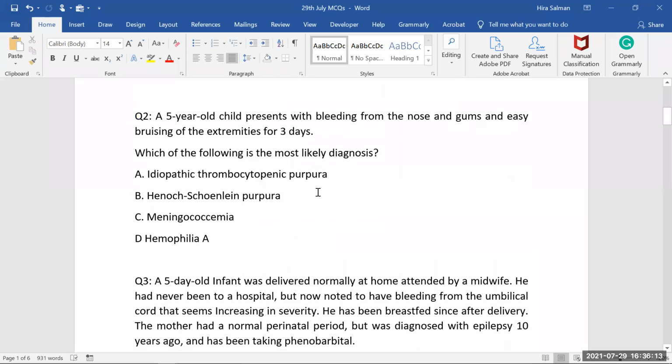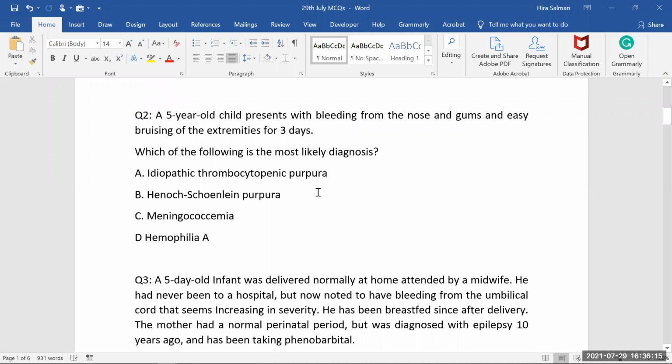Here the question is saying, a 5-year-old child presents with bleeding from the nose and gums and easy bruising of the extremities for 3 days. Now, just a history of 3 days, and it's not followed by any kind of infectious thing. Nothing is there. Only the question is saying the patient is having nose and gum bleeding and easy bruising. So which of the following is the most likely diagnosis? What do you think? Do you think it's idiopathic thrombocytopenic purpura, or it's Henoch-Schönlein purpura?